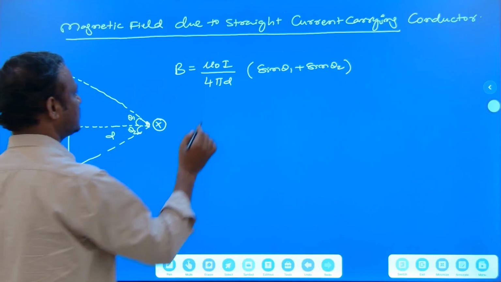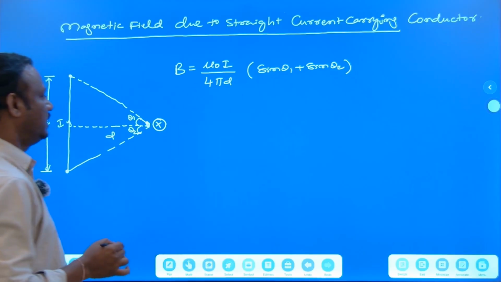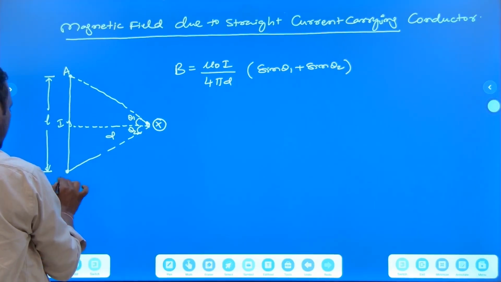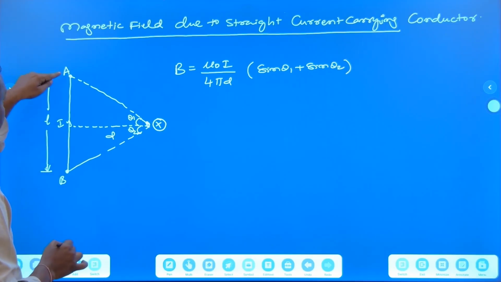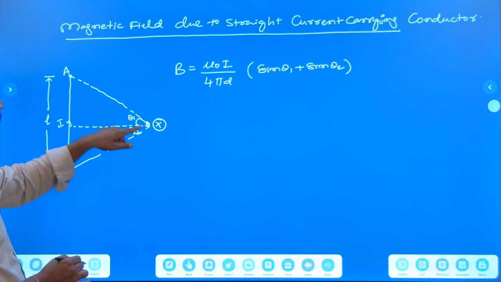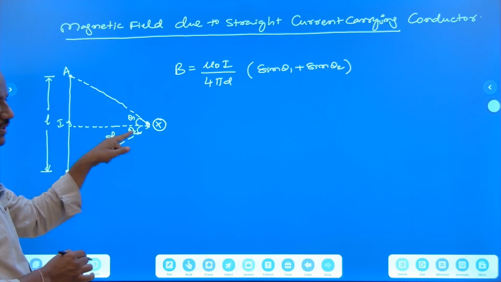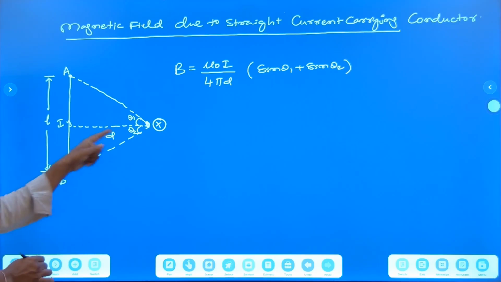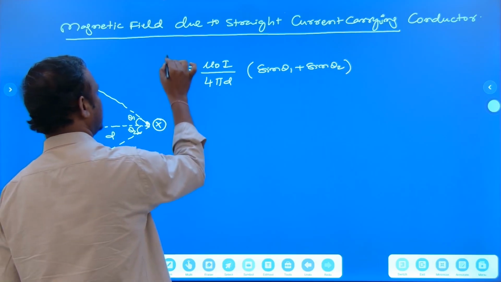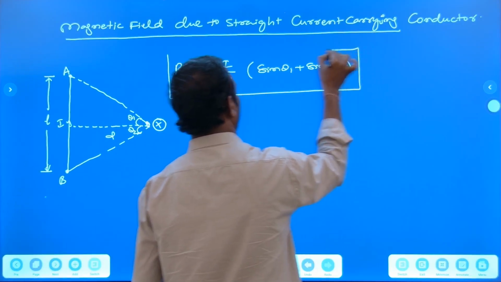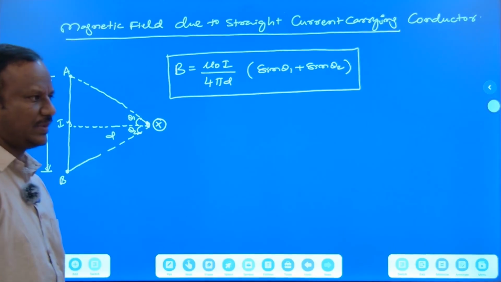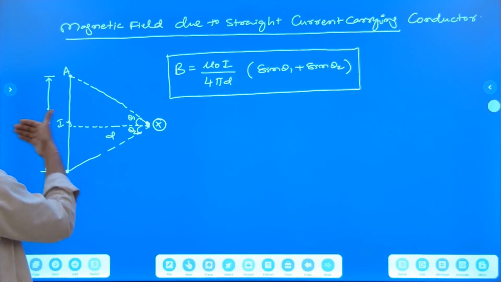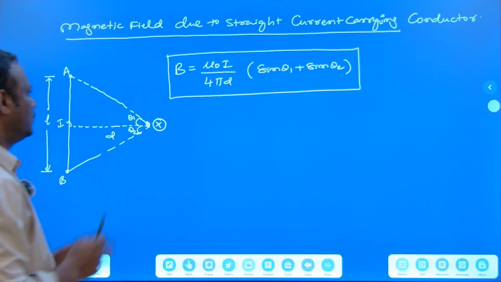Theta 1 and theta 2: let this end be A and this one be B. A makes an angle with the perpendicular, that is d, and that angle is theta 1, and the next one is theta 2. So, this is the basic condition. And next, how do you find the direction of the magnetic field? Obviously, the right hand thumb rule. It's a cross here, into the plane, and here it is out.